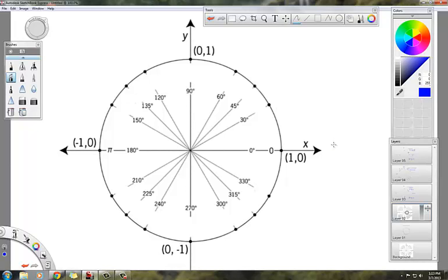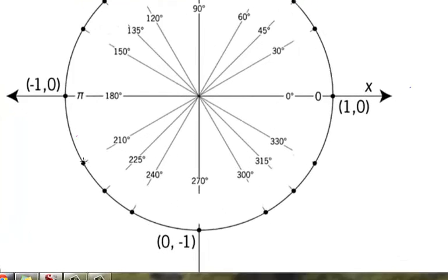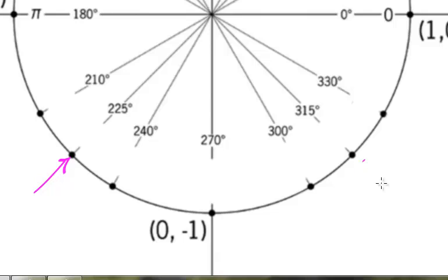Hello, pre-calculus students. This is the unit circle, and this is the secret pattern to the unit circle revealed. Okay, so we're going to start off with looking at the 45s. Here, here, and here. Hold on to something.